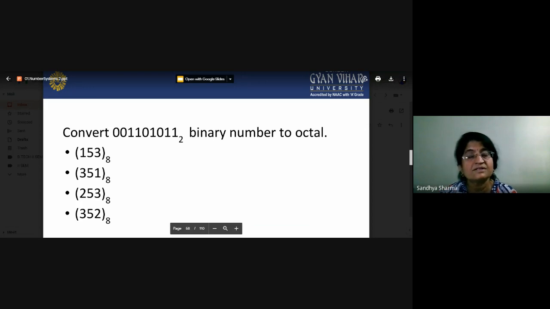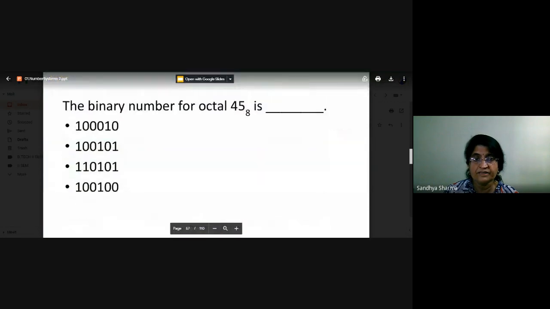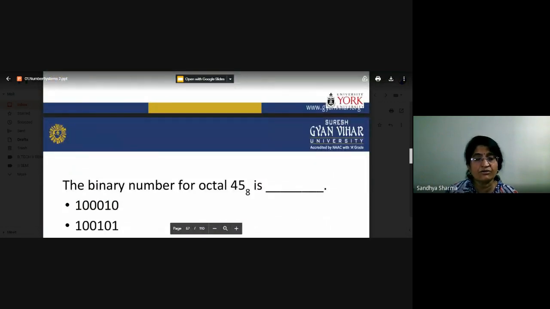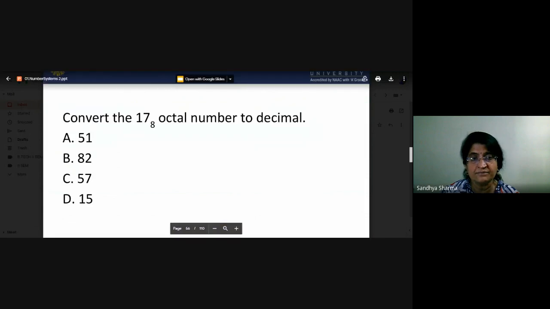Now what happens in the binary system? You multiply by 2 to the power 0, and so on, and then it converts into the integer part. The same thing is here: 45 is an octal number and you can calculate the basic part. You have to read how you can represent the number 4. What is the binary representation of 4 and of 5? So it is very easy to convert your octal number system into the binary number system.